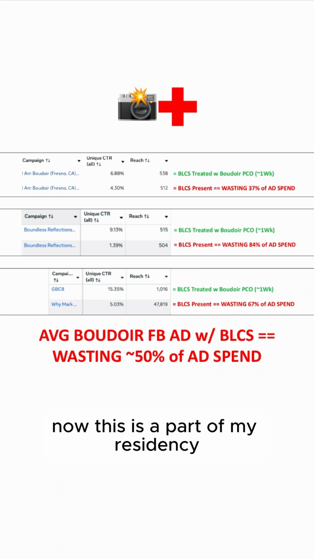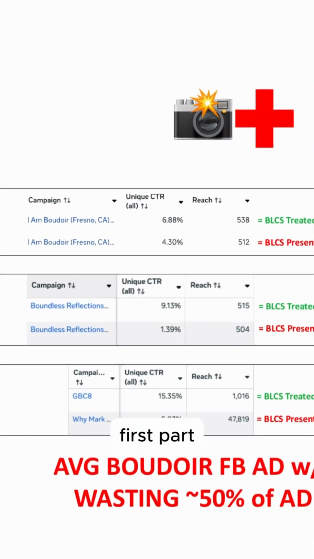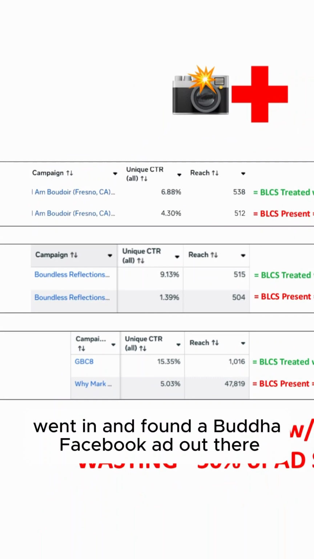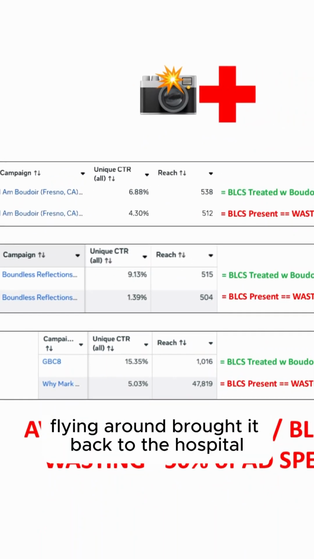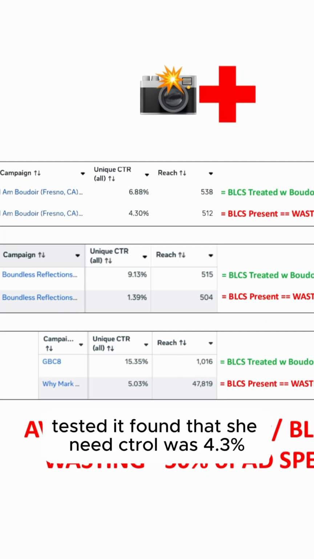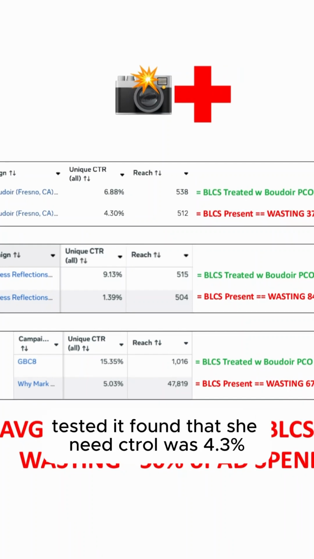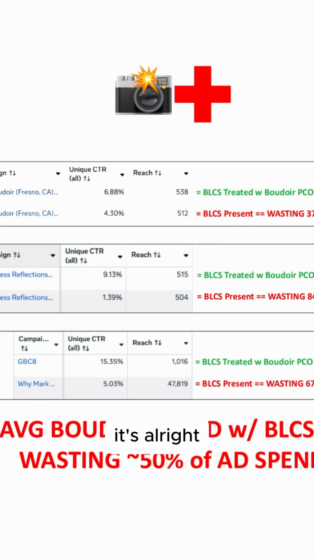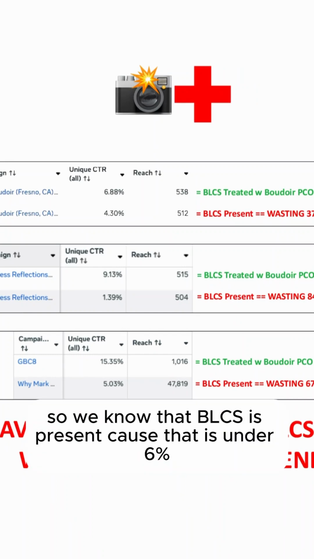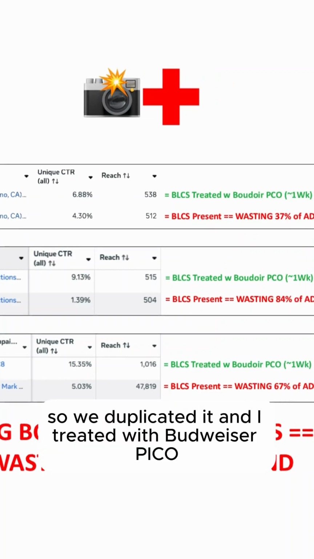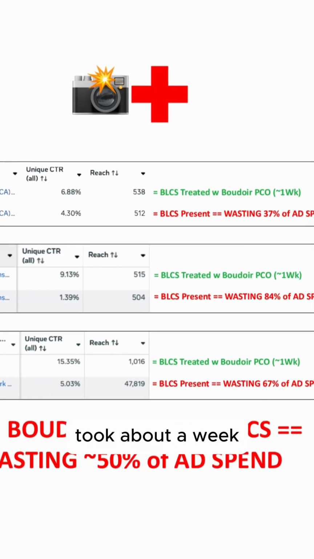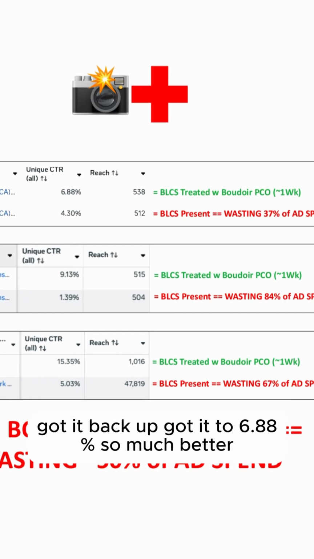Now, this was part of my residency. First part, went in and found a Boudoir Facebook ad out there, flying around, brought it back to the hospital, tested it, found its unique CTR all was 4.3%. So all right, we know that BLCS is present because that is under 6%. So we duplicated it, and I treated it with Boudoir Pico, took about a week, got it back up, got it to 6.88%. So much better.